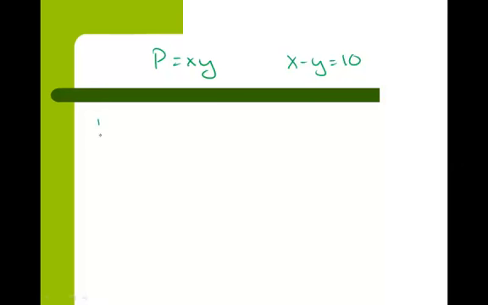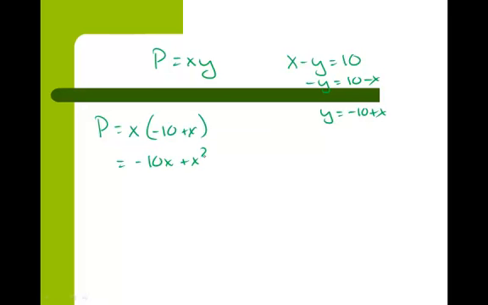So I'd like to write this all in terms of x. Well, if I solve this for y, I find that y equals negative 10 plus x. So I can just plug that in. I will get a quadratic here. It opens up. So I've got x squared minus 10x. And I should be able to then work on finding the minimum product. This will open up, so I need to find a minimum product.